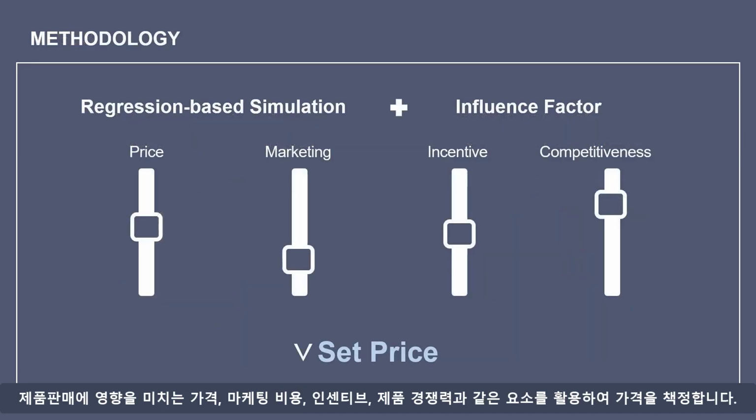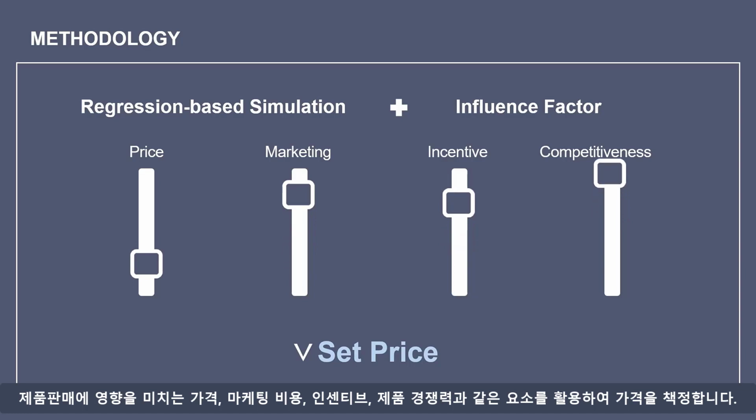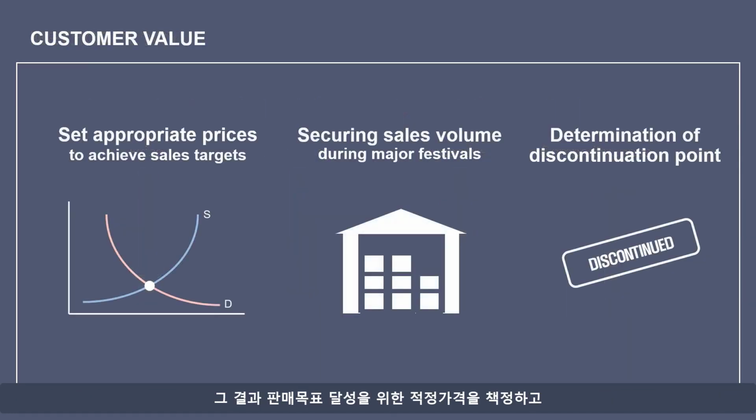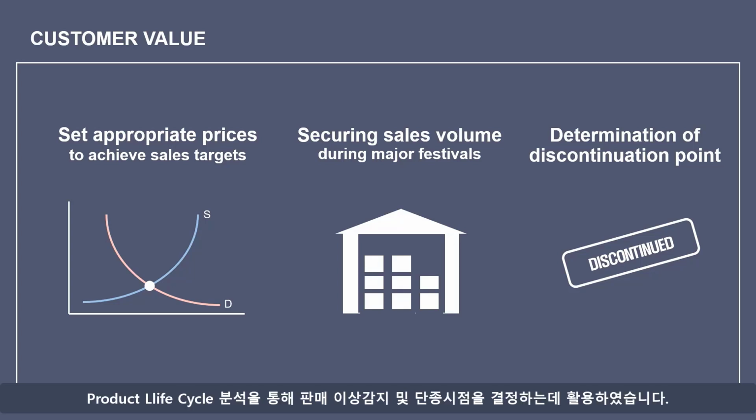Pricing is set using factors such as price, marketing costs, incentives, and product competitiveness that affect product sales. As a result, customers set an appropriate price to achieve our sales goal, secured sales volume during major festivals in advance to reduce sales loss, and used it to detect sales abnormalities and determine the point of discontinuation through product life cycle analysis.